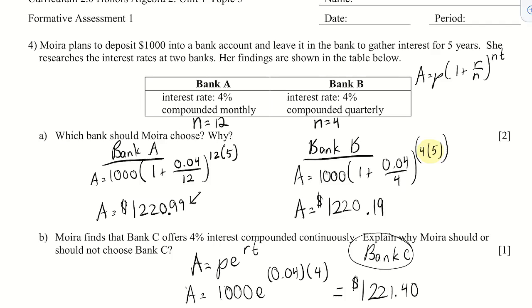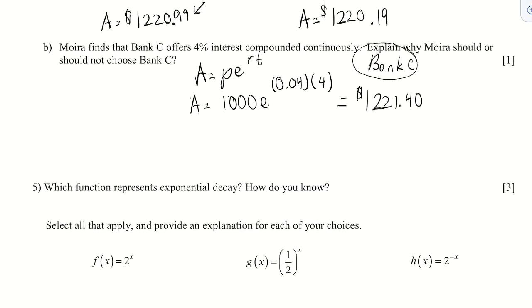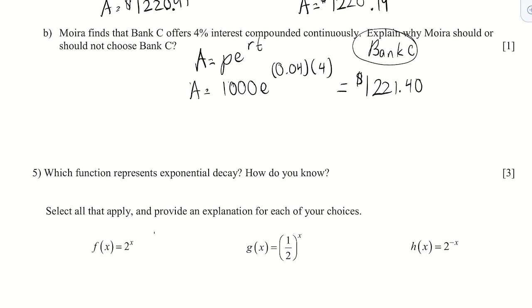Not a significant amount, but definitely a more amount of money. Okay, so which represents exponential decay? How do you know? The thing you want to focus on here is looking at our normal equation. It is y equals a b to the x. That's one of our standard exponential equations.